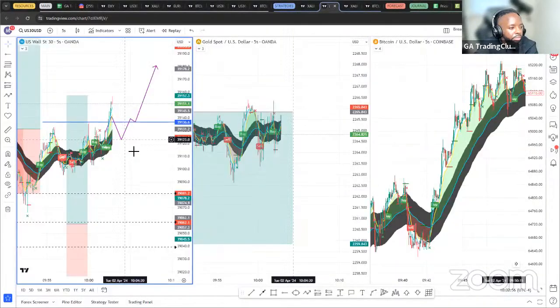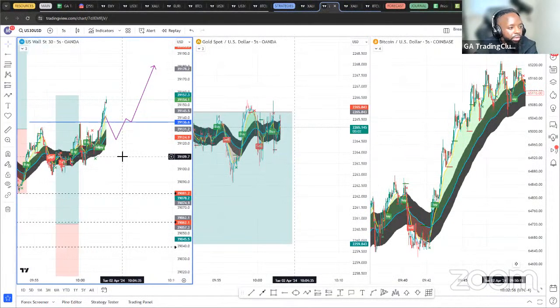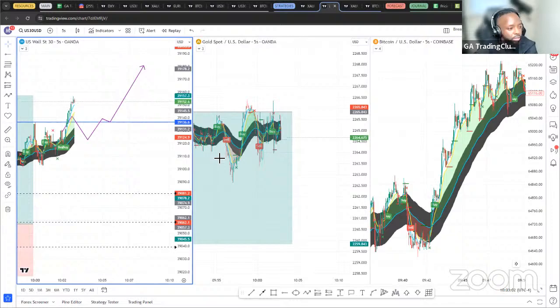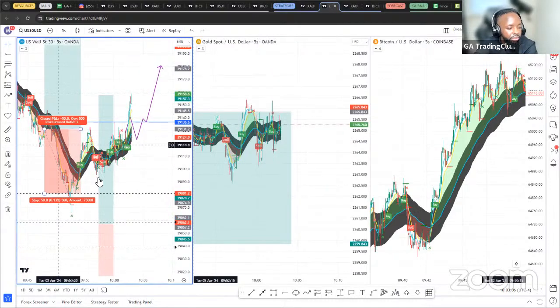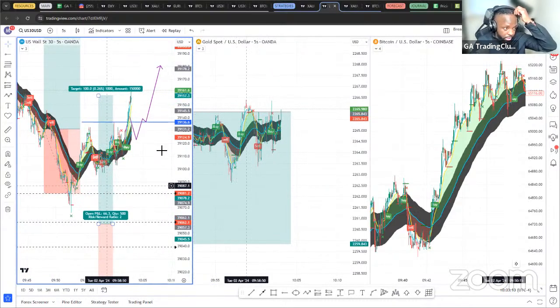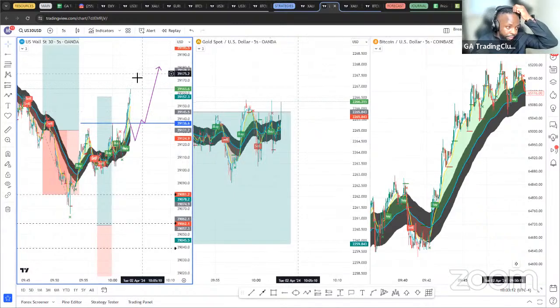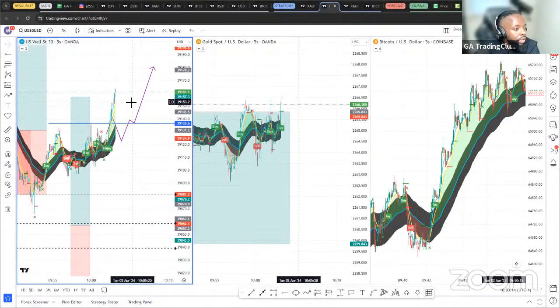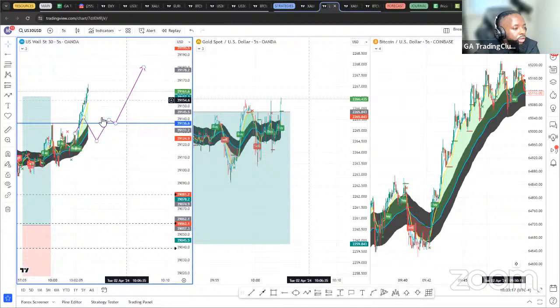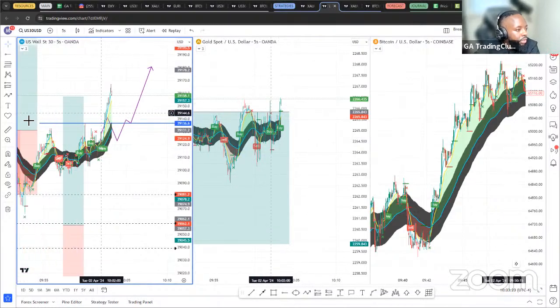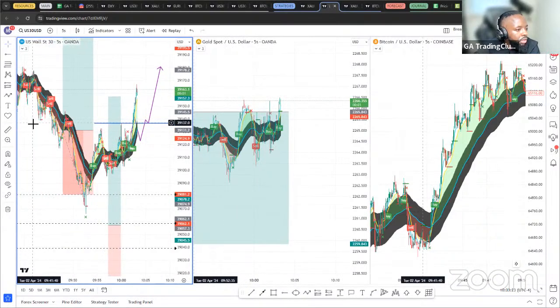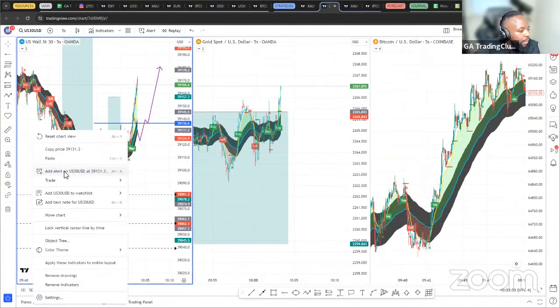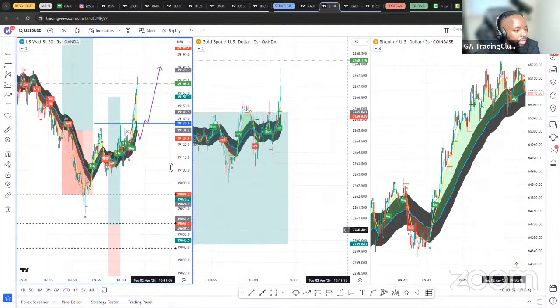So if we get such a move, or if US 30 comes back down here, I will re-enter it, because this one was a fake out, this US 30 trade. Let me set an alert for 39,136. Actually, I'll do it for 39,130. Add alert.